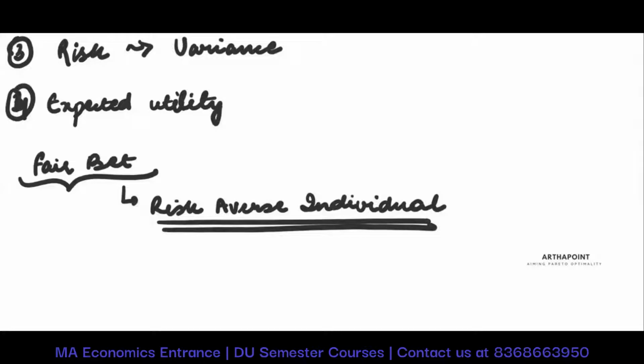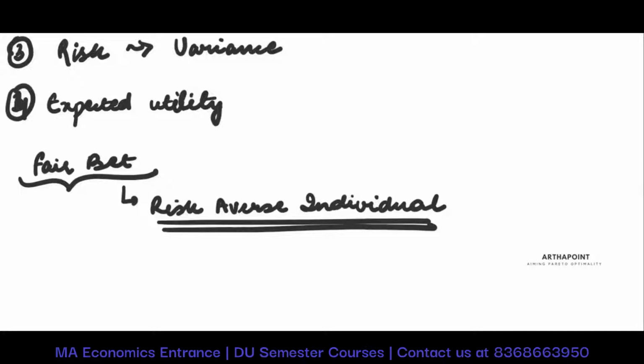Now, what we will do is we'll pick up from this part where we were talking about risk-averse individual, and we'll go ahead and talk about how to find out the risk premium and how to talk about something which is known as a certainty equivalent. Very, very important concept in the part of risk.